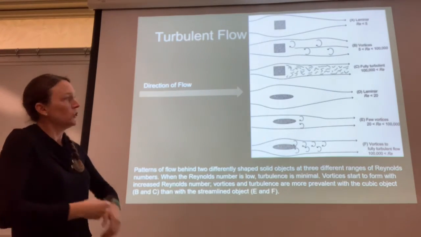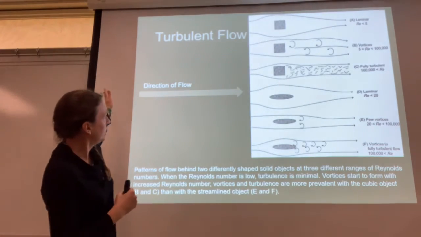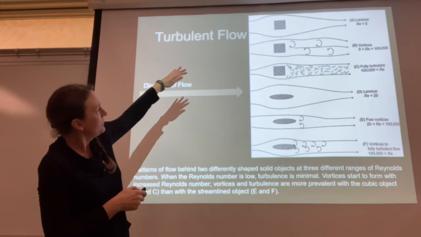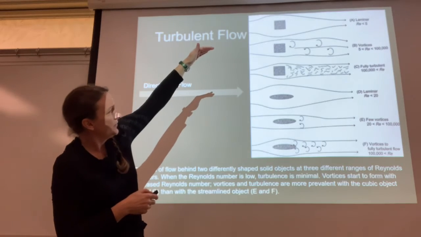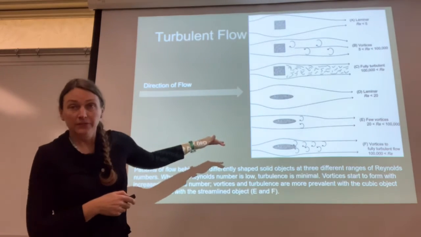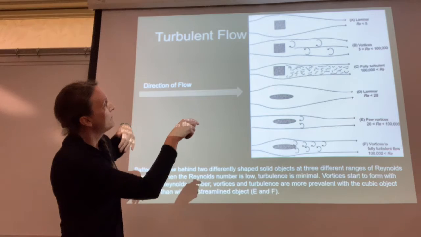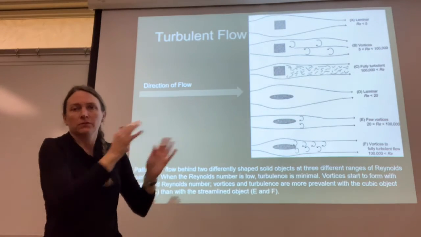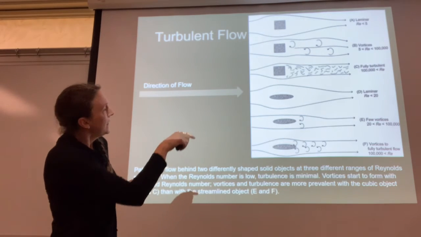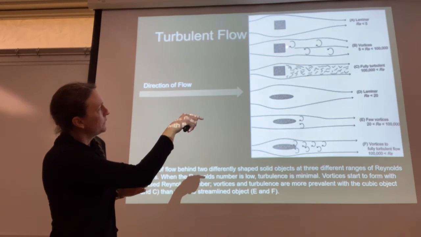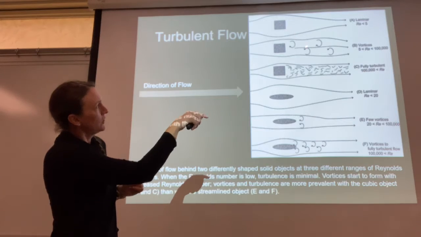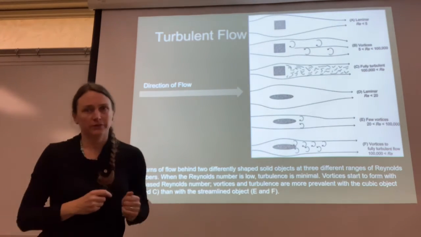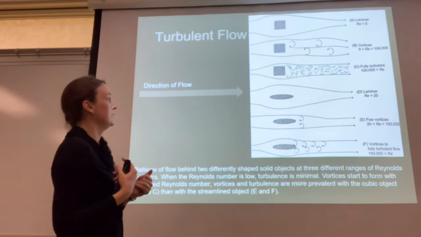All right, and then turbulent flow. If we have the direction of flow going this way in this figure, we can see that different shaped objects at different Reynolds numbers create different flow conditions downstream. So at very low Reynolds numbers, all flow is laminar. So this is slow flow, right? And then if you increase your Reynolds number, but you're a square box, you'll start creating vortices. And then eventually you'll get this turbulent flow if you get swift enough movement.